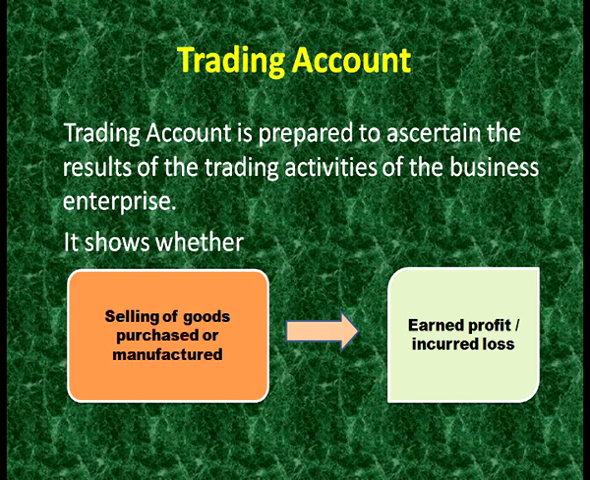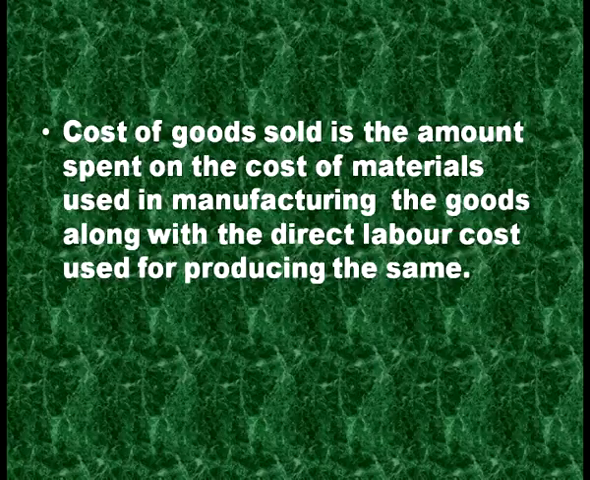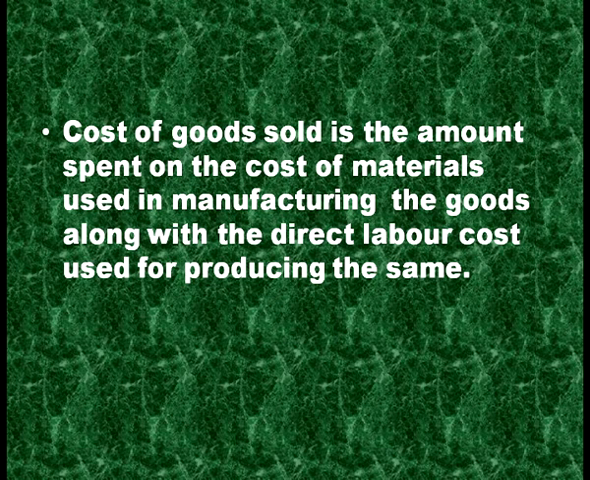It shows whether by selling the goods you have earned a profit or incurred a loss. This calls for a very important concept called cost of goods sold, which is also known as cost of sales. Cost of goods sold is the amount spent on the cost of material used in manufacturing the goods along with the direct labor cost used for producing the same.